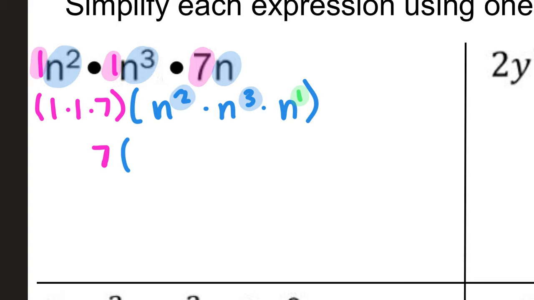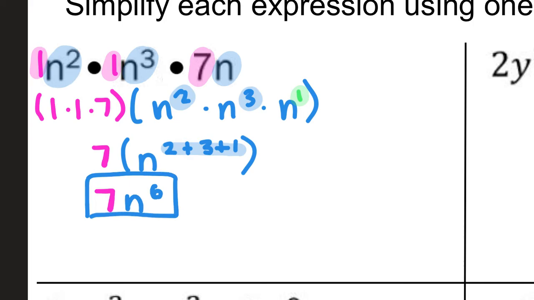So when I combine them all together, you get n to the 2 plus 3 plus 1. And then I have to combine all of these exponents. So I get 7, and then when I add them together, I have n to the 6th as your final answer.